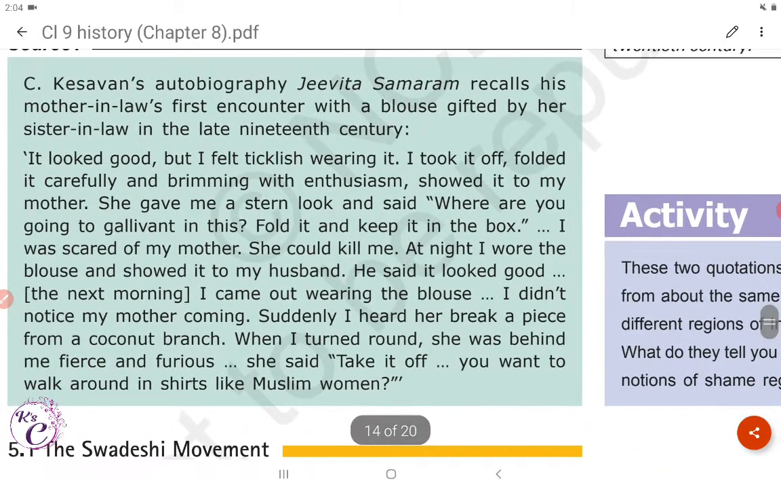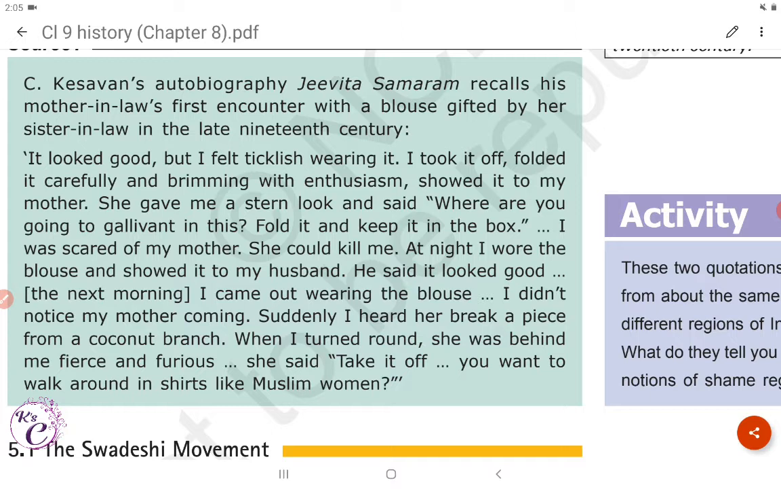Source F. C. Kesavan's autobiography, Jivita Samaram, recalls his mother-in-law's first encounter with a blouse gifted by her sister-in-law in the late 19th century. It looked good, but I felt ticklish wearing it. I took it off, folded it carefully, and brimming with enthusiasm showed it to my mother. She gave me a stern look and said, "Where are you going to gallivant in this? Fold it and keep it in the box."